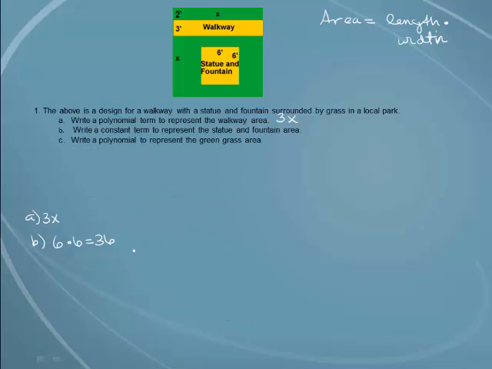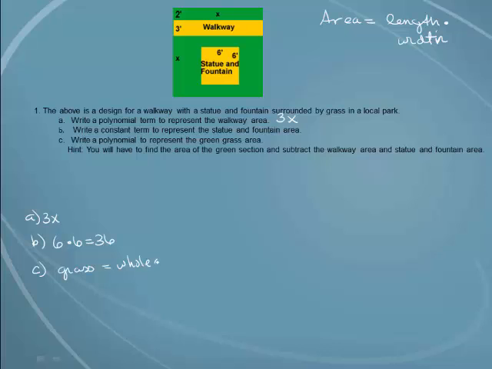We're going to write a polynomial to represent the green grass area. We have to find the area of the green section and subtract the walkway and the statue and fountain. Okay, so the grass is equal to the whole area minus the walkway and the fountain. Okay, we add those together and subtract it from the whole area.